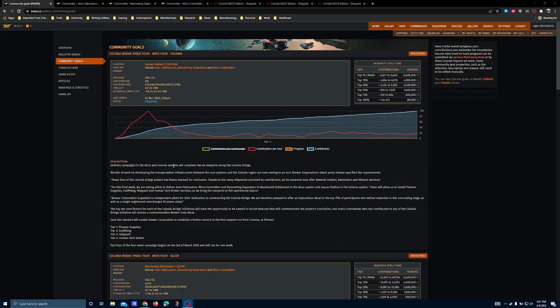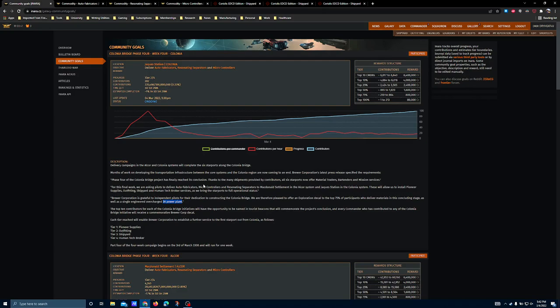FDev is providing, or I should say Brewer is providing, overcharged power plants. These will be overcharged beyond what a grade 5 blueprint can normally provide. The Colonia guys are getting a little bit left out of the party here. They are only going to be able to earn a 3A power plant.